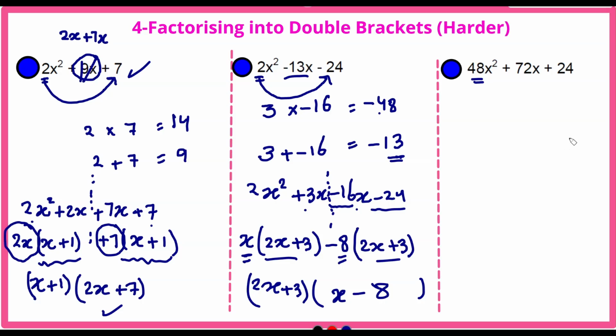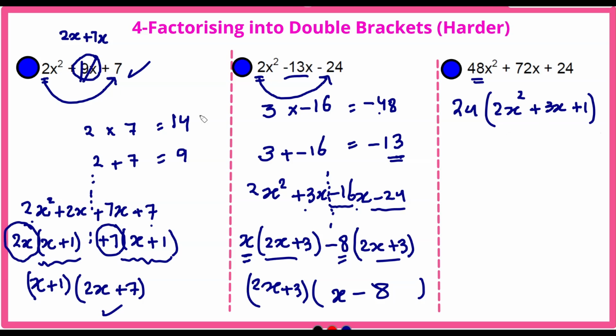Okay. If you try the method on this one, it's going to be very, very hard. 48 times 24 is a very large number. But if you notice, there is a highest common factor here. If you take it out, it becomes easier. So if you notice here, 2 goes in all of them, but you can also try 4. 4 goes in all of them, 6 goes in all of them, 12 goes in all of them, and actually 24 goes in all of them. So when you take 24 out, what do you get? You get 2x squared, add 3x, add 1. Oh, that's so easy now, isn't it?